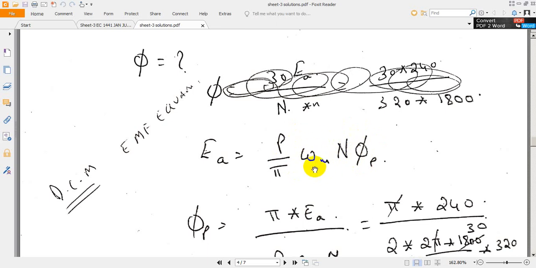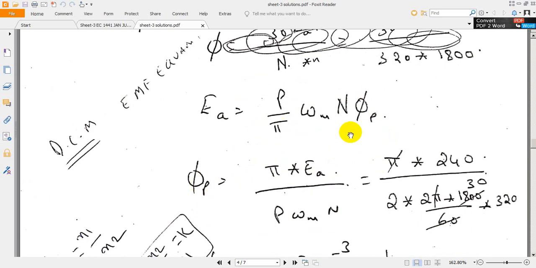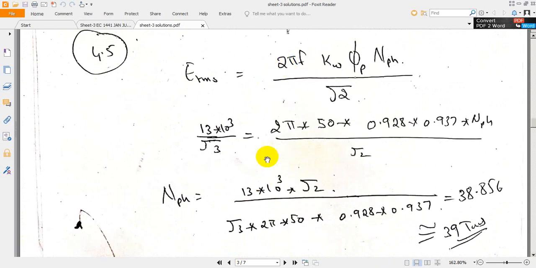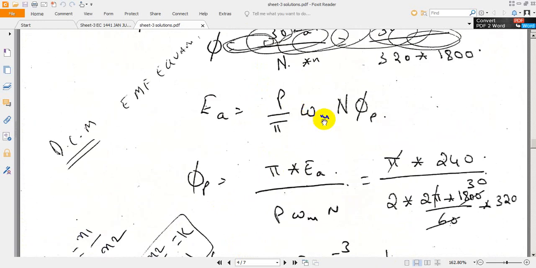It depends on the mechanical parameters, the revolutions of the machine, the rated speed, and also the number of poles divided by pi. This factor will be the same. If we compare this formula and this formula, all are the same, but the factors differ. Here electrical parameters are represented and here mechanical parameters are considered. Now EA is equal to P by pi, omega m, N phi. This EMF equation is for the DC machine.